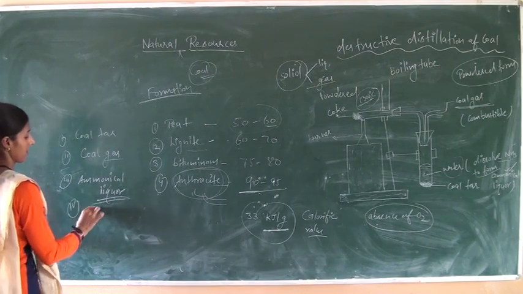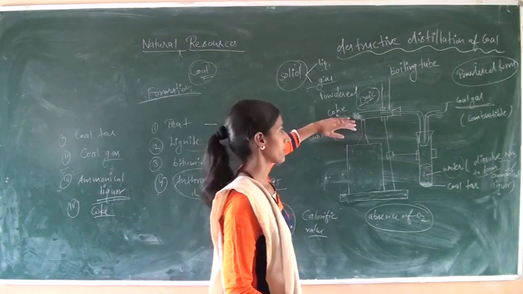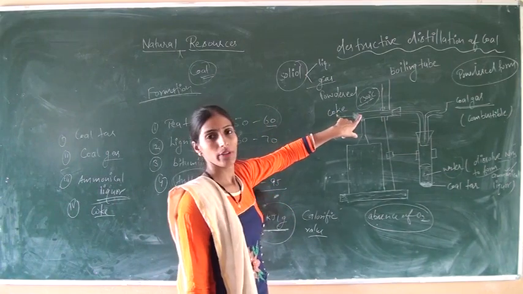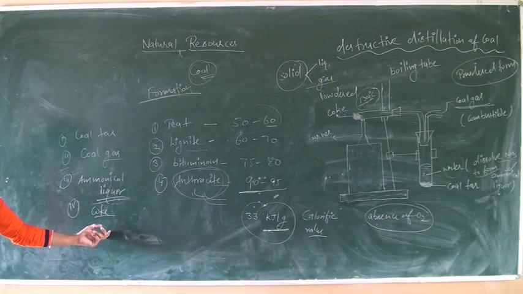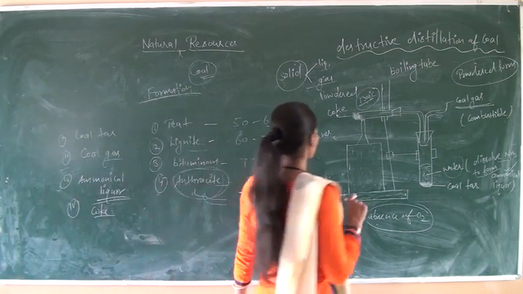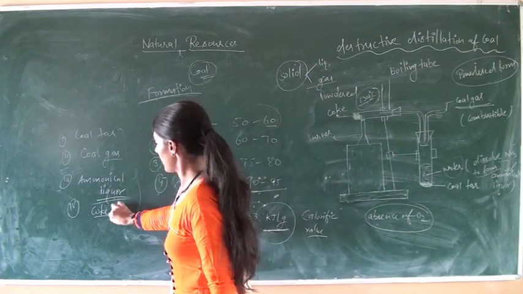And coke, which is the first product that we get after burning of coal, is a powdered solid substance. So these are the main four products formed after the destructive distillation of coal. After that, we will discuss these products in detail.